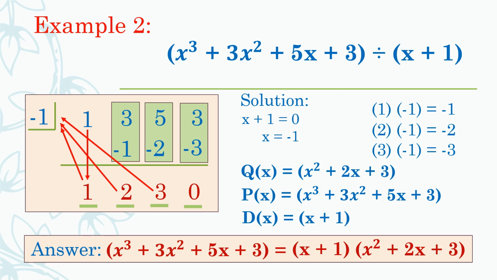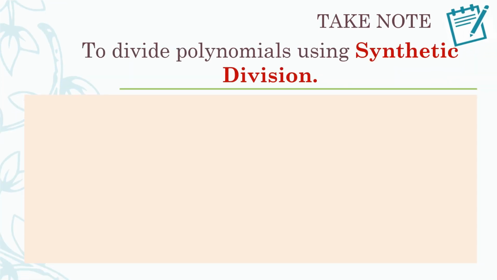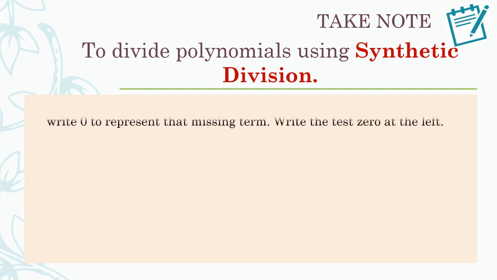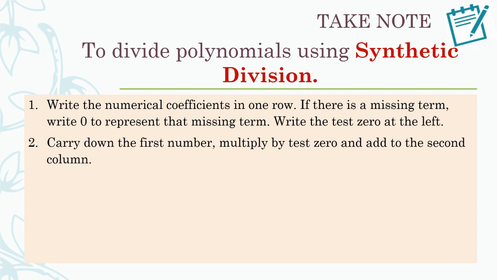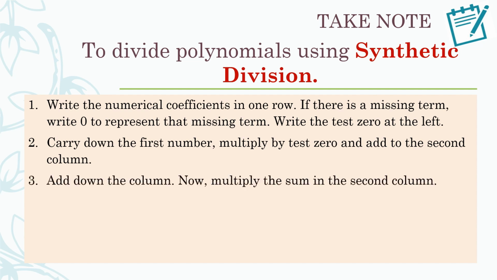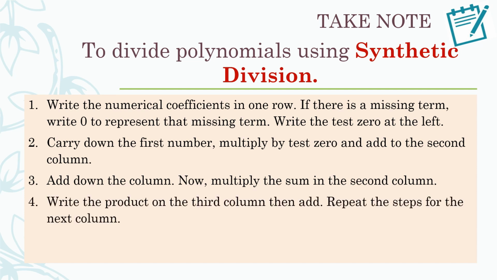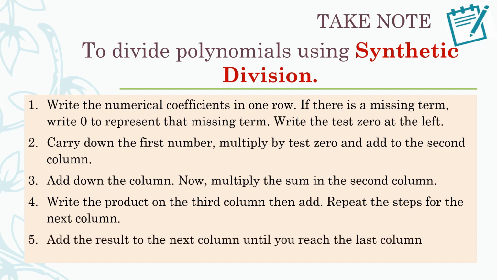To divide polynomials using synthetic division, we have to remember the following steps. Number 1, write the numerical coefficients in one row. If there is a missing term, write 0 to represent that missing term. Write the test 0 at the left. Number 2, carry down the first number, multiply by test 0, and add to the second column. Number 3, add down the column, now multiply the sum in the second column. Number 4, write the product in the third column, then add. Repeat the steps for the next column. And number 5, add the result to the next column until you reach the last column.